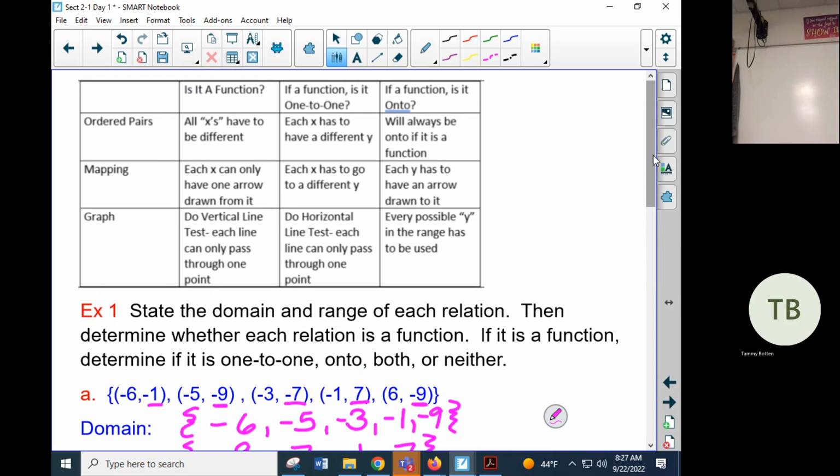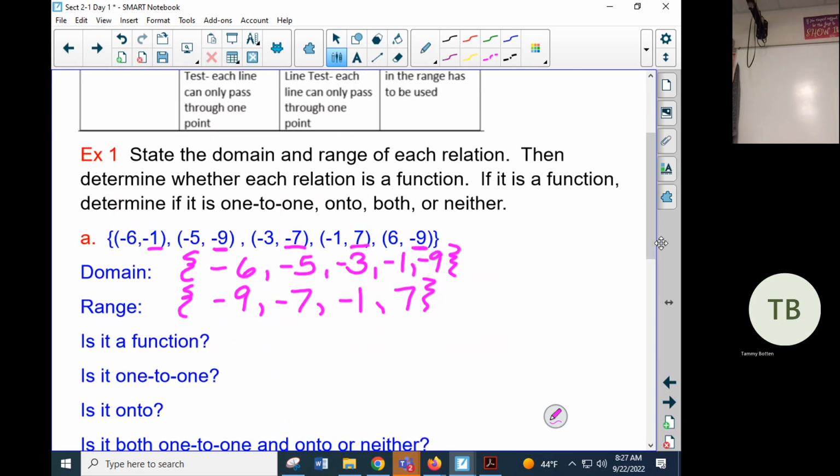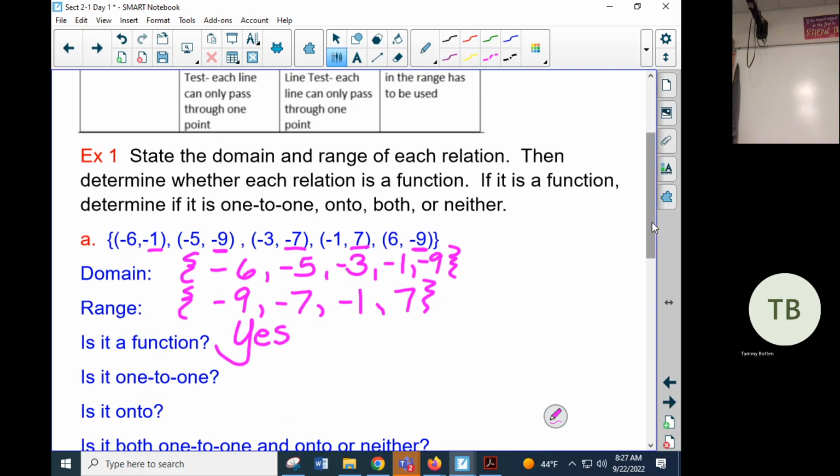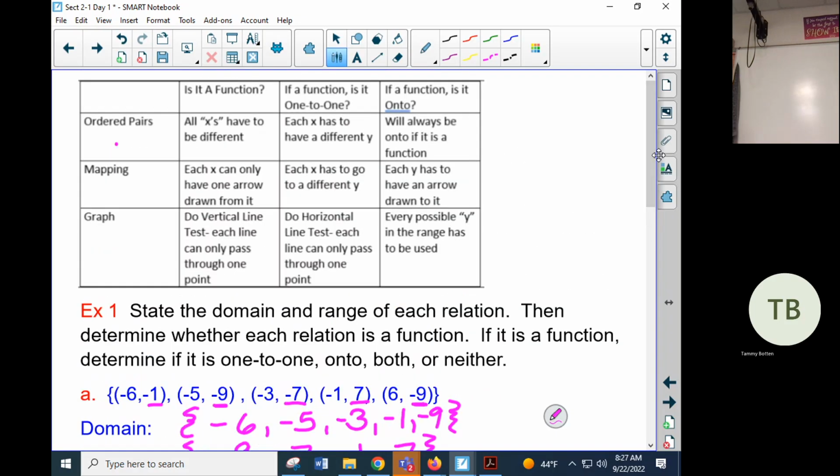So you're always going to be looking at here, we have ordered pairs, is it a function? All of your x's have to be different. And if you look, every one of our x's is different. So that means, yes, it is a function. If it wasn't a function, you stop right there. Then it's, is it one-to-one? So if we go up to the ordered pairs for one-to-one, each x has to have a different y.